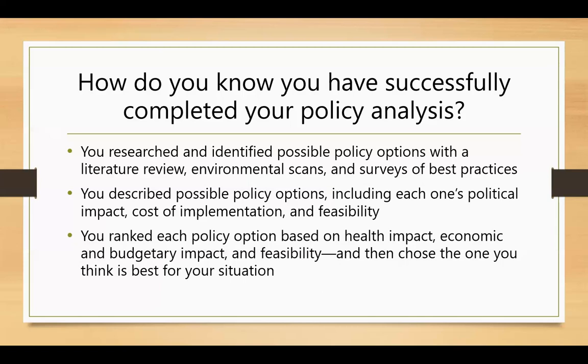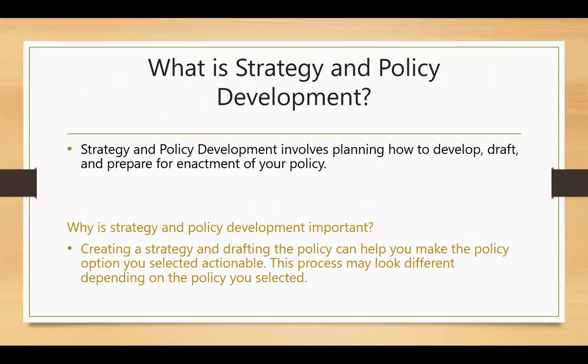You've described possible policy options, including each one's political impact, cost of implementation, and feasibility. I wish I could tell you that we always went there with the best policy every time. No, we go with the most acceptable policy every time. You rank each policy based on the health impact, the economic and budgetary impact, and feasibility, and choose the one you think is best for your situation. Again, you're never going to be able to please everybody, so don't worry about that. The policy is going to anger someone if it's a good policy. If everybody's happy, then it's not really a policy.